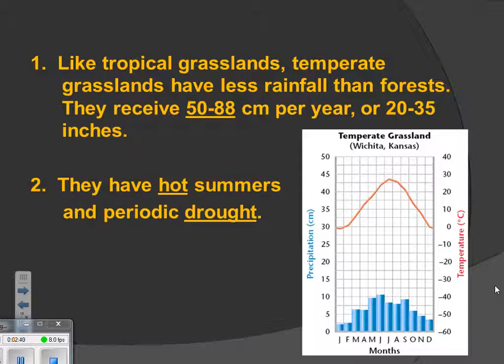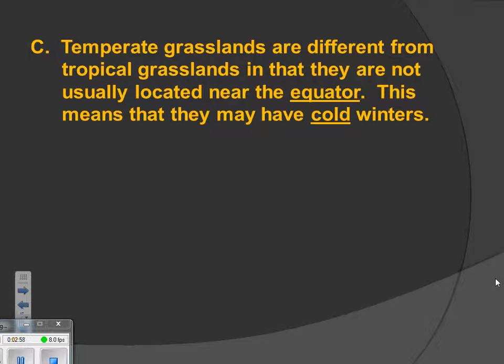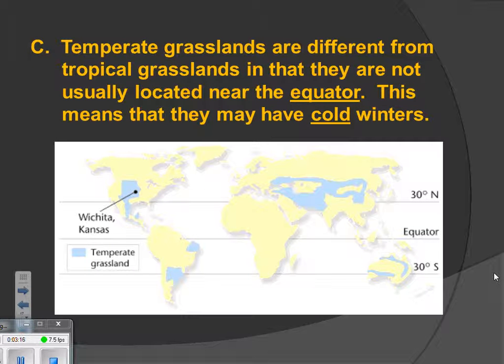Number 2, so we're still talking about temperate grasslands. They have hot summers and periodic drought. That would be times when you have even less rainfall than normal. C, temperate grasslands are different from tropical grasslands in that they are not usually located near the equator. This means that they may have cold winters. Now, that's not a bad thing. It does tend to help the soil. And we'll talk about that in just a minute.